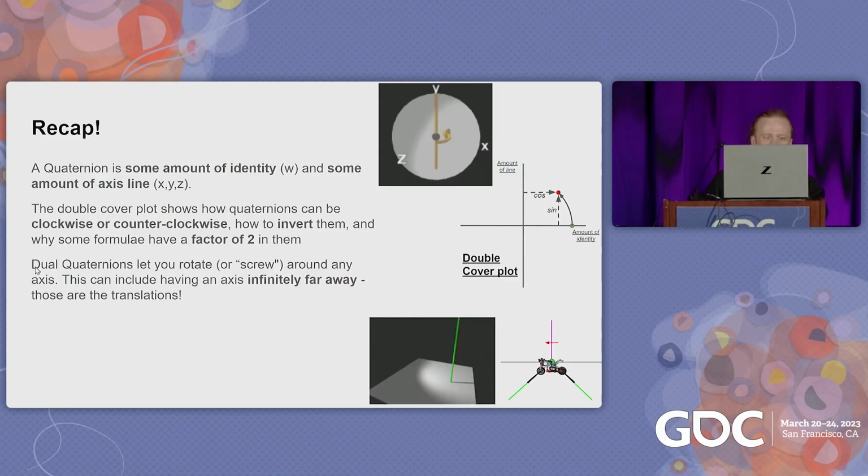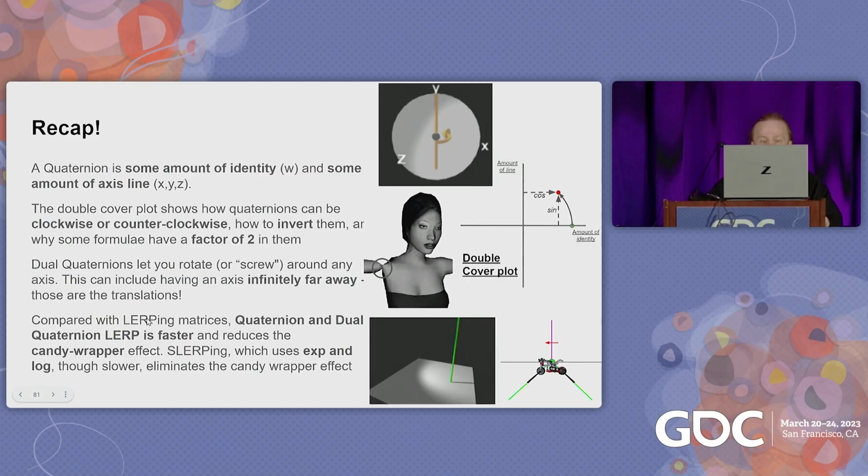And it also shows us why some formulae for quaternions have a factor of 2 in them, which is a bit random. Dual quaternions allow you to have lines around any axis, displaced from the origin, whatever you like. This can even include having an axis that's infinitely far away in some sense, and that is what a translation is. Compared with lerping matrices, quaternion and dual quaternion lerp is faster, and it reduces the candy wrapper effect. And slerping, which uses exponential and logarithm, though slower, eliminates the candy wrapper effect.